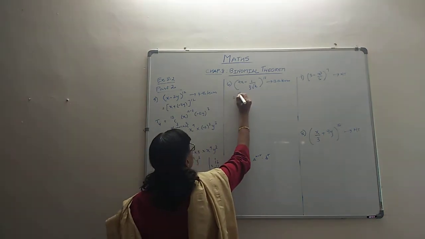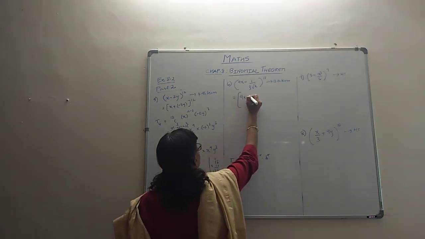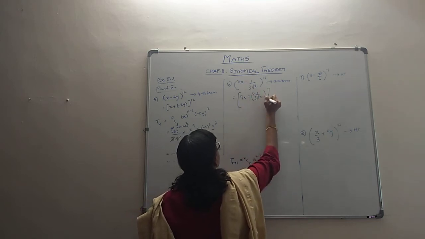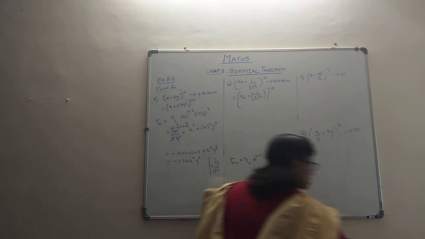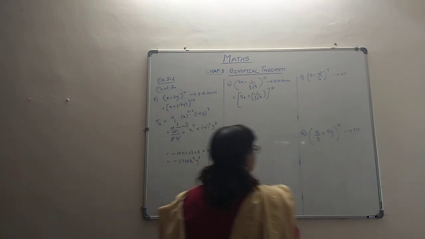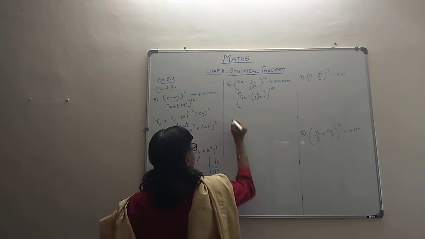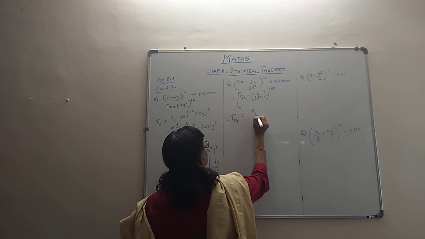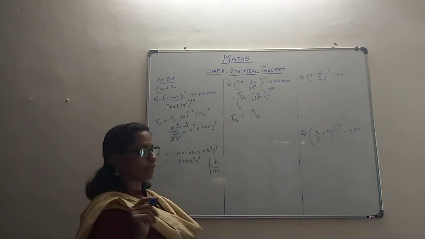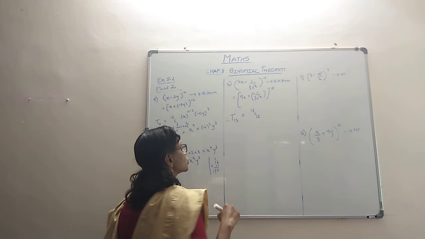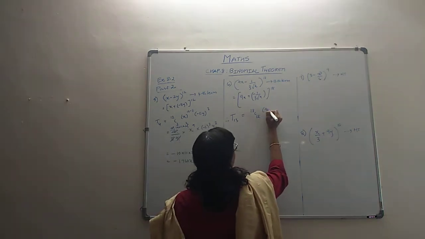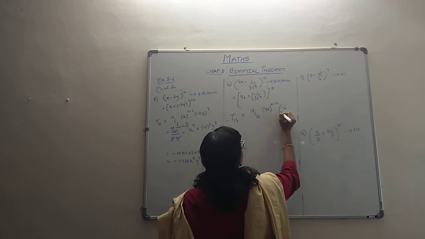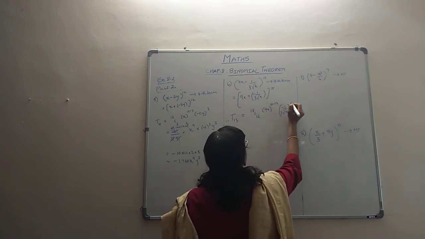They give us an expression and they ask us to find the 13th term. So this can be written as (9x plus minus 1 by 3 root x) whole raised to 18. So 13th term. Let's check what the 13th term by formula will be. It is T13 by formula will be 18C12. This alone you have to be a little careful. Go one step down. So 18C12, and then you have 9x raised to 18 minus 12 and minus 1 by 3 root x raised to 12.